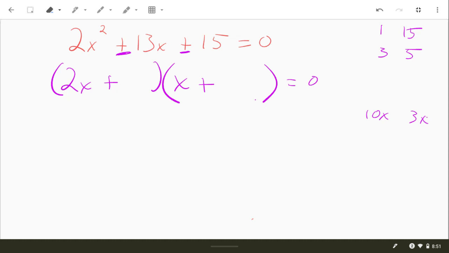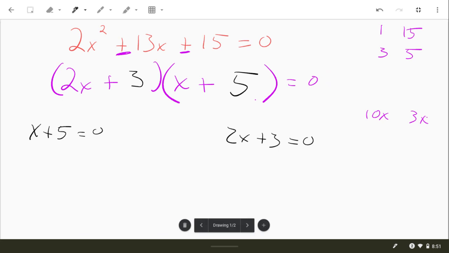All right, I'll put my 3 here and my 5 there. Now that it's in factored form, I'm going to take each of these factors, so like that x plus 5, and I'll set that equal to 0. And the 2x plus 3, I'll set that equal to 0.